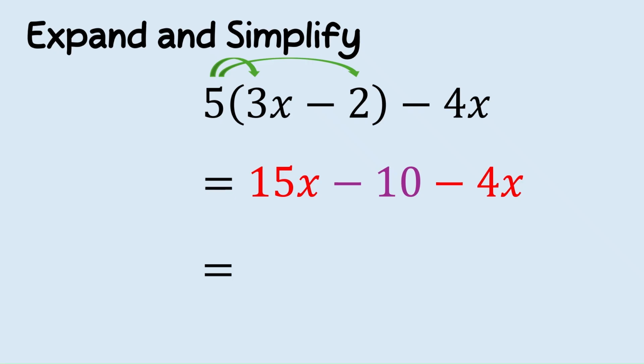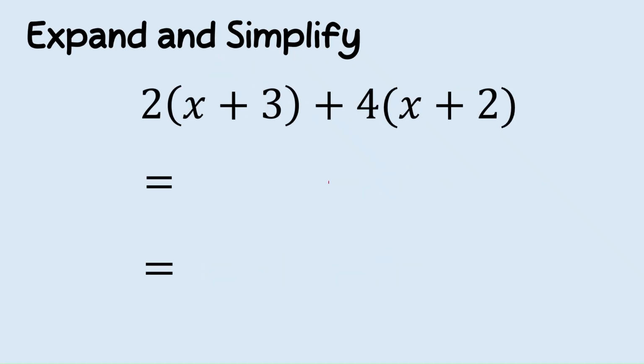Now to simplify this expression, we look to collect our like terms. We have two x terms, 15x and negative 4x. 15 minus 4 is 11, so that gives us 11x. We then have a number term, which is negative 10, and that just stays as it is. So it gives us 11x minus 10.